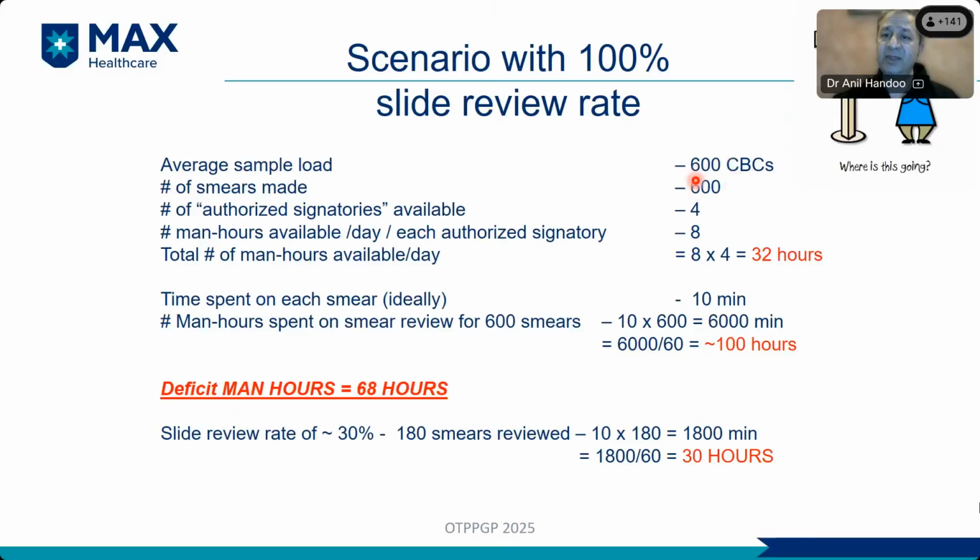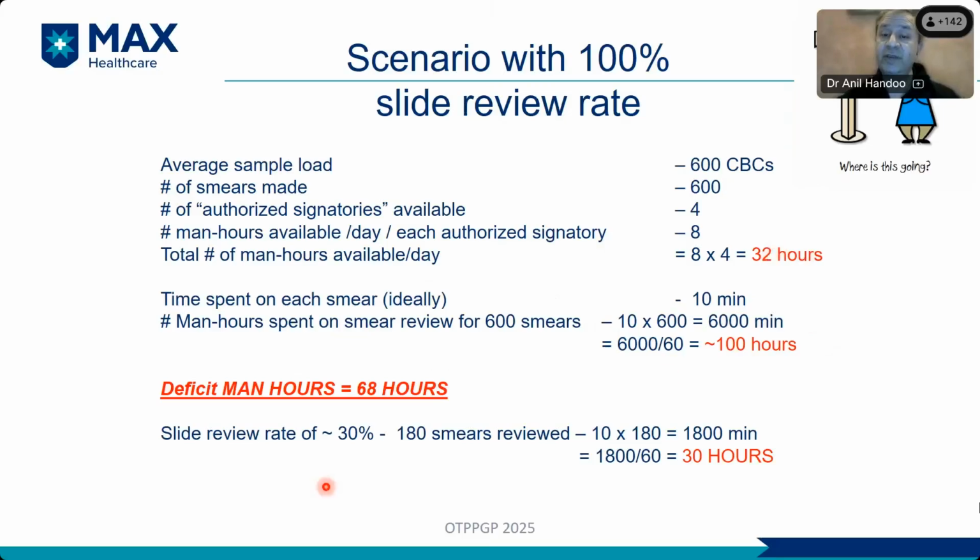If we make all 600 smears and we have 4 authorized signatories, each of us work 8 hours. So we have 32 man hours available for reviewing 600 smears. If we look at a smear ideally, I know most of us will not really agree with this point, but let's say if we ideally look at a smear from the literature, we need 10 minutes for each smear. So for our 600 smears, we need about 6,000 minutes, which is about 100 hours. But we have only 32.